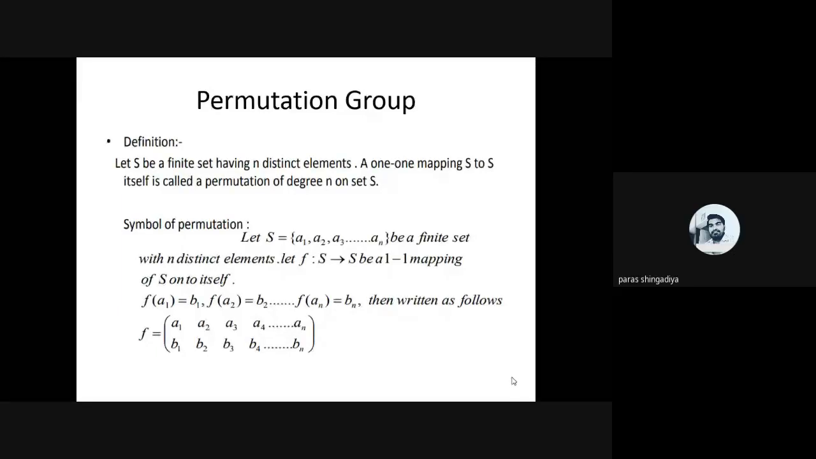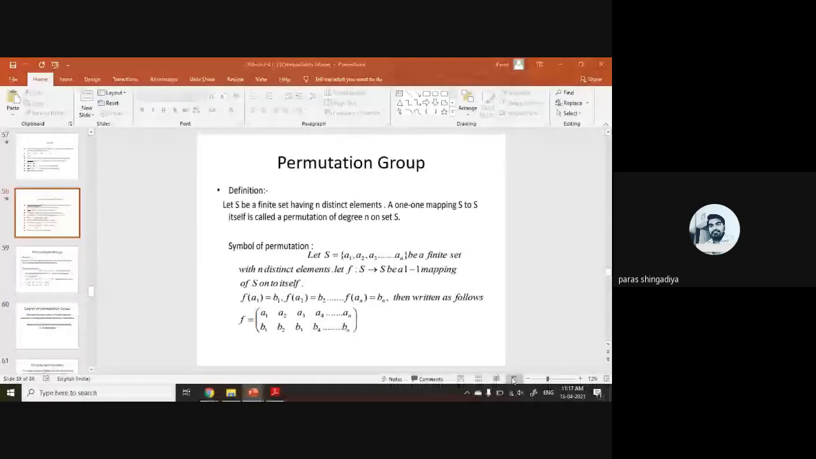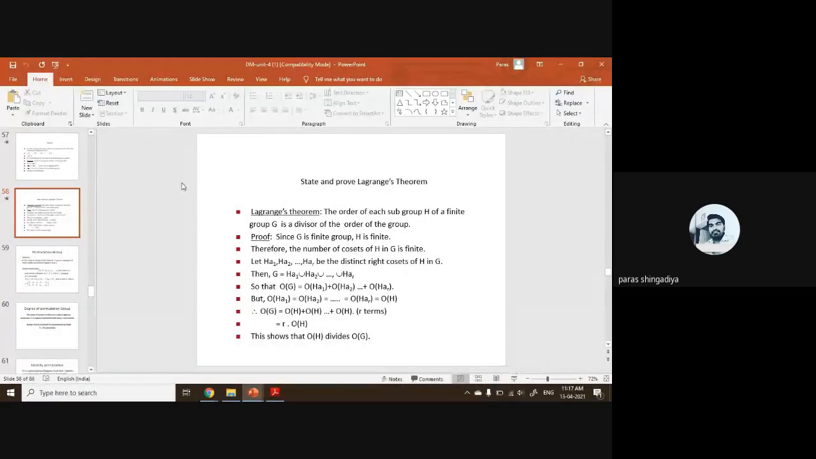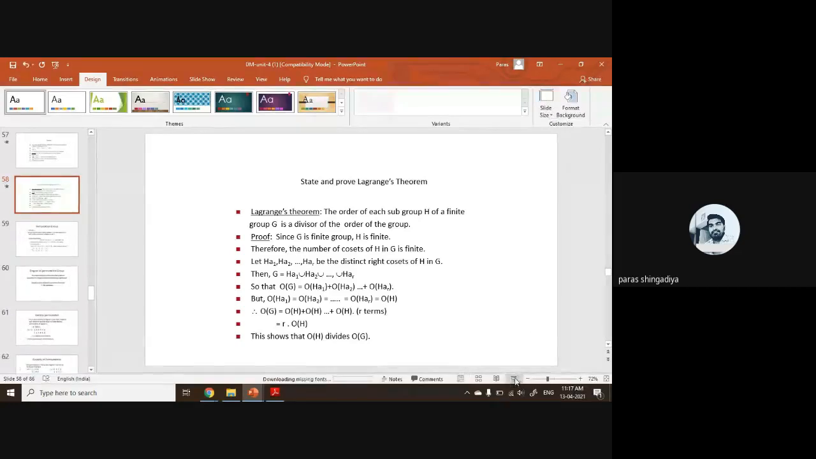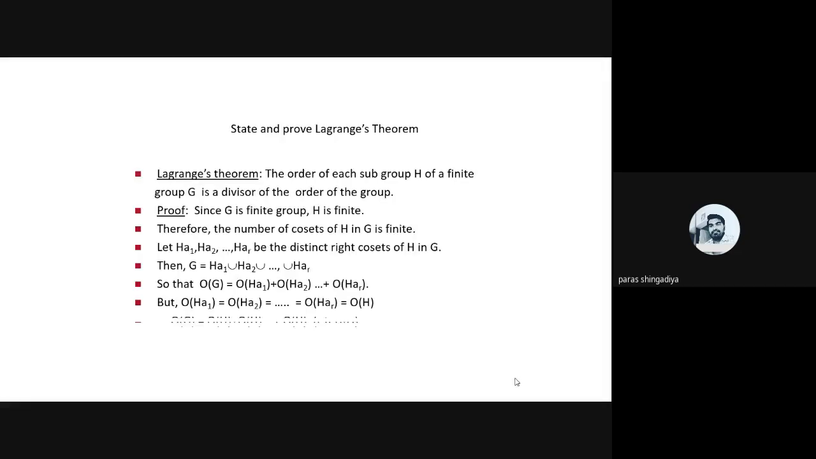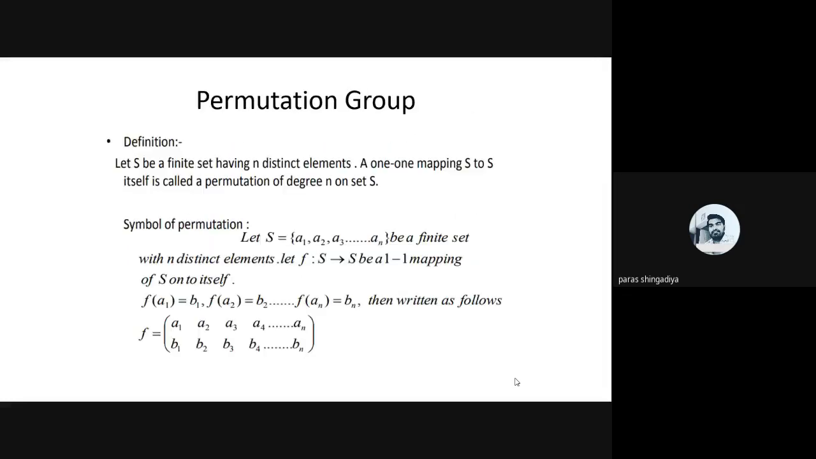Okay, so in the last lecture, we had discussed the Lagrange theorem and its proof. And now today we'll discuss the next topic, that is a permutation group and its counter example.